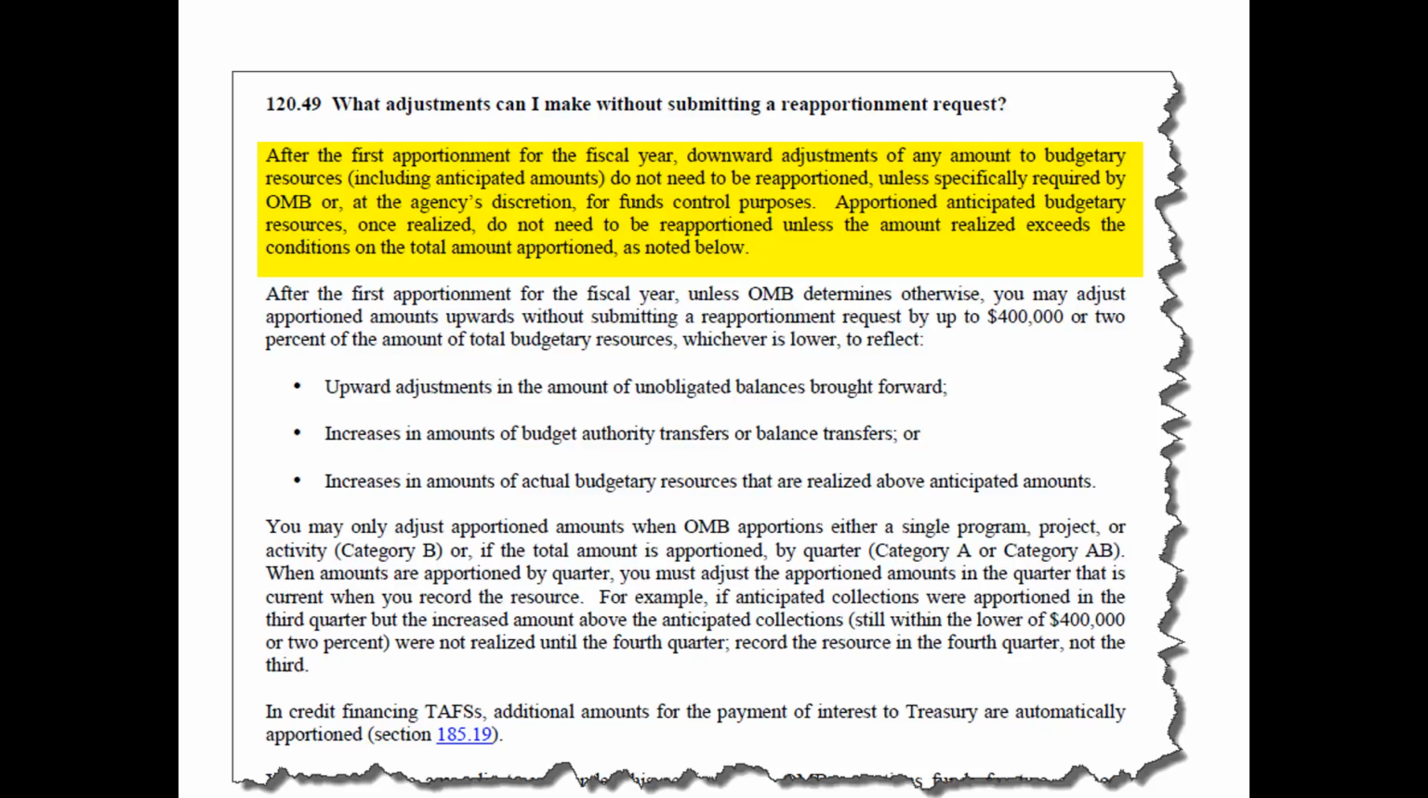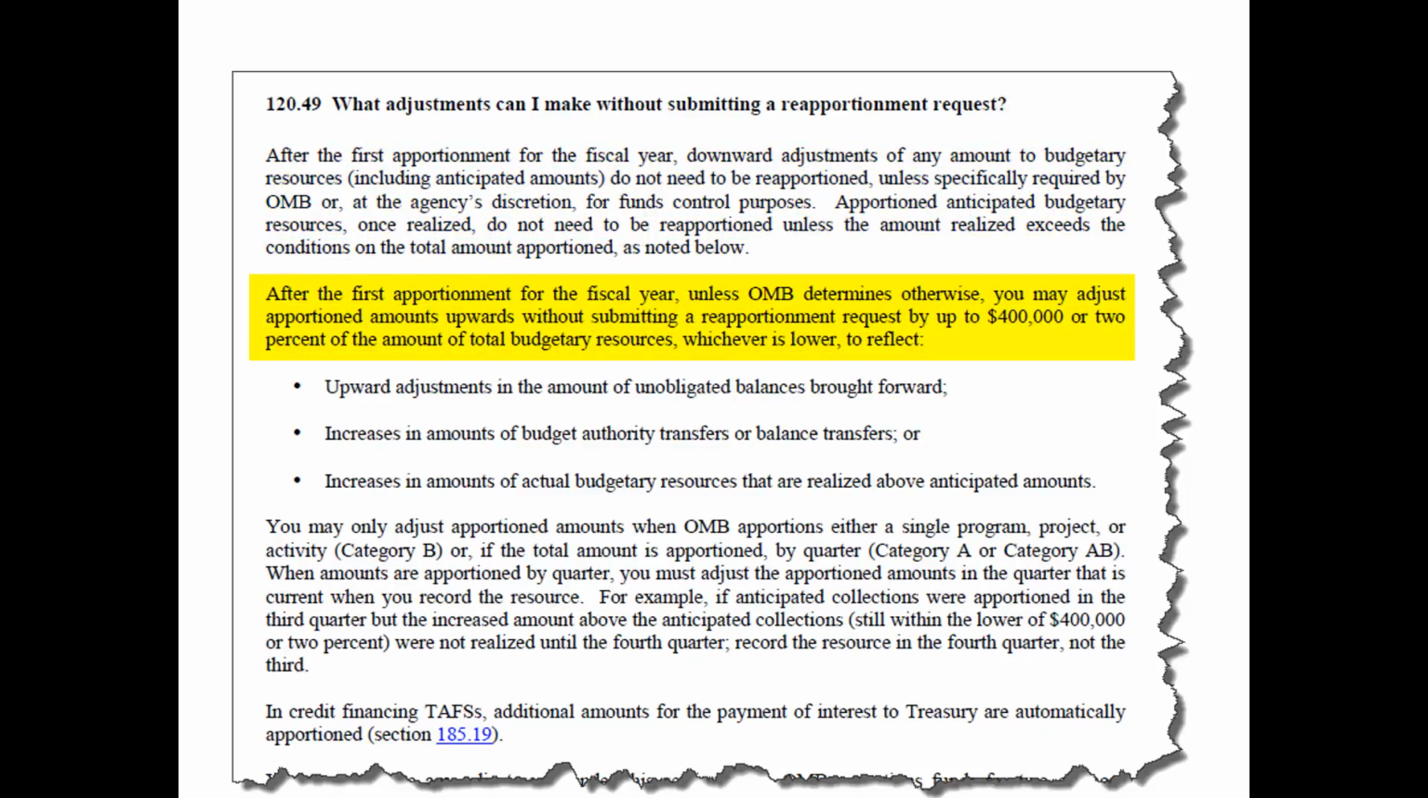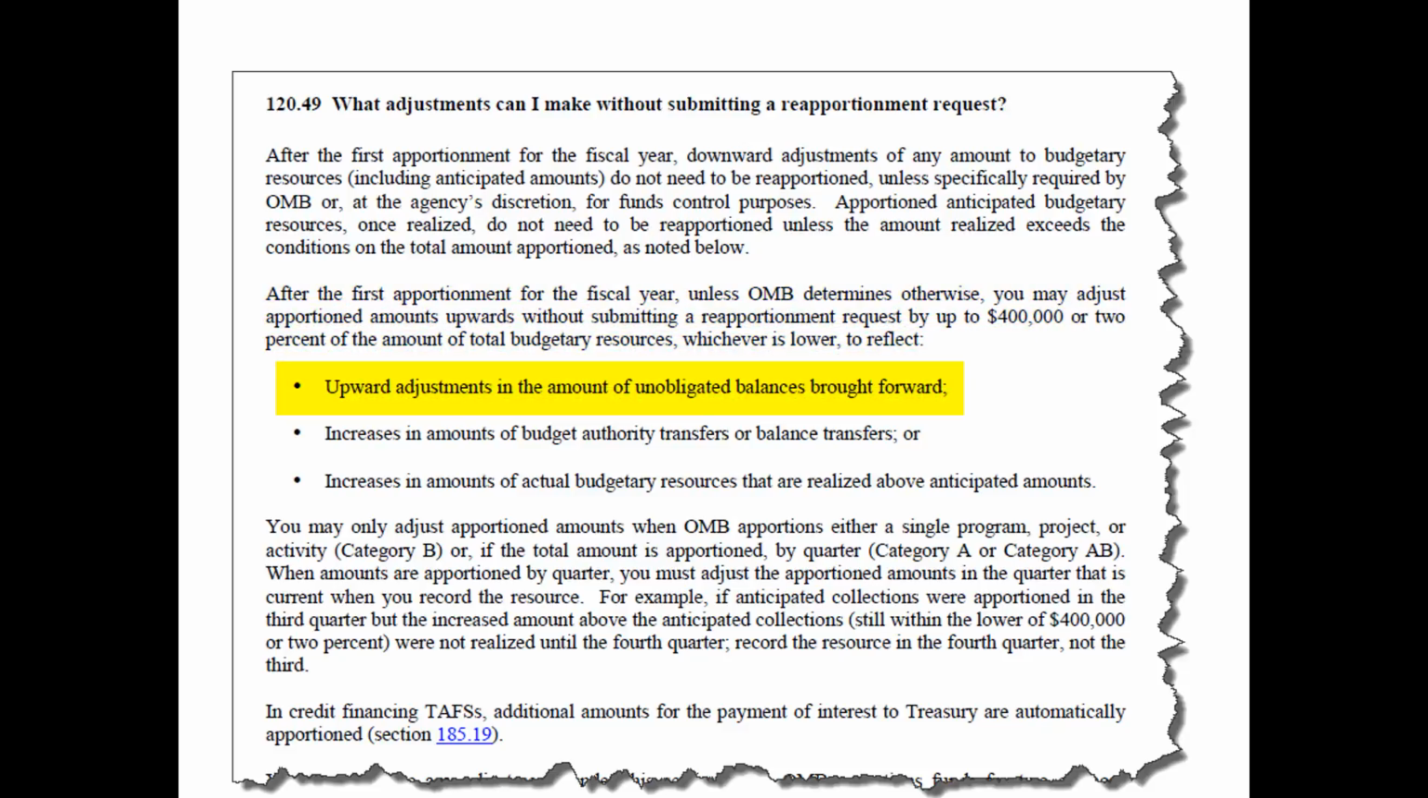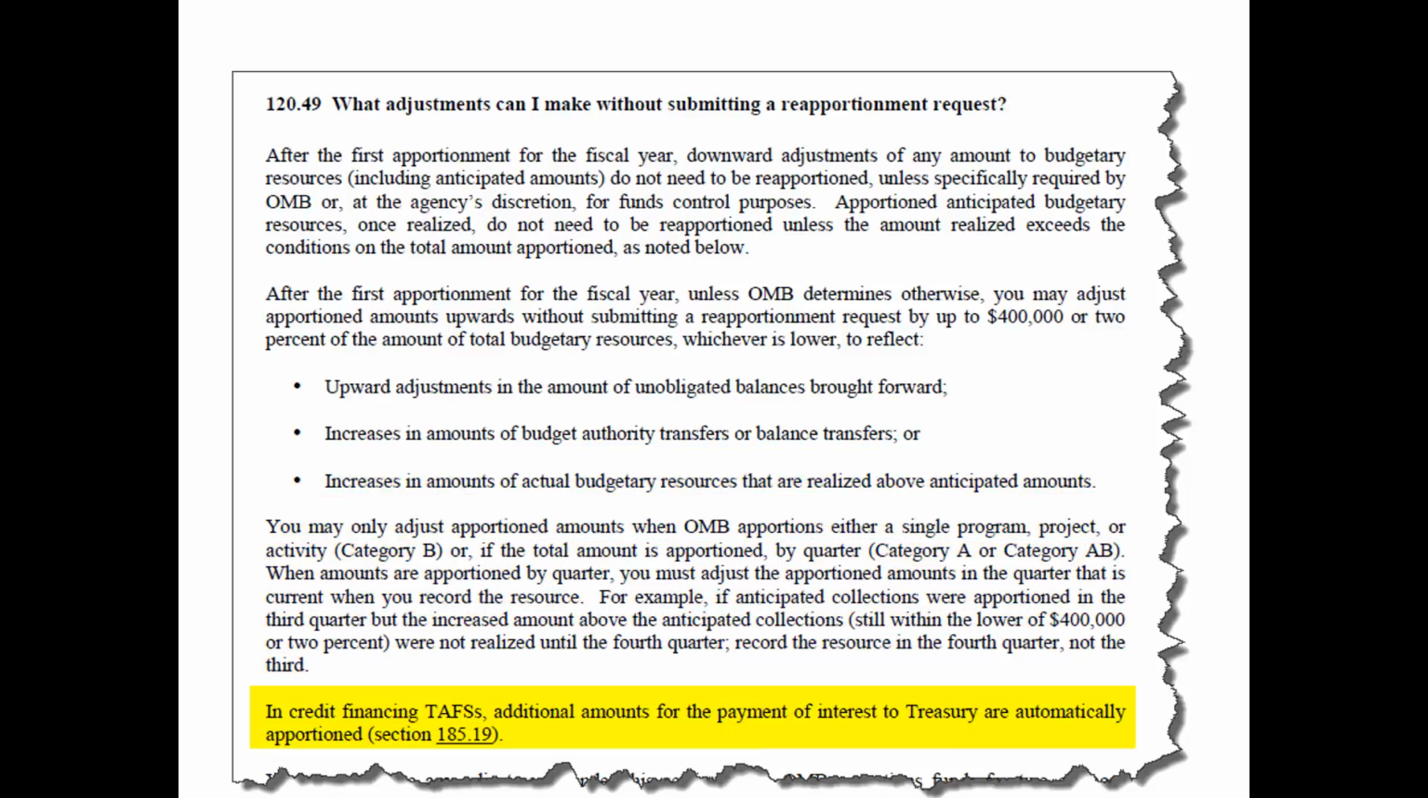There are several examples where you can increase amounts up to $400,000 or 2% of budgetary resources, whichever is less, without reapportionment. These include increases in unobligated balances brought forward, increases in budget authority transfers, increases in anticipated appropriations, offsetting collections and recoveries, and in credit accounts, increases in interest payments to Treasury.